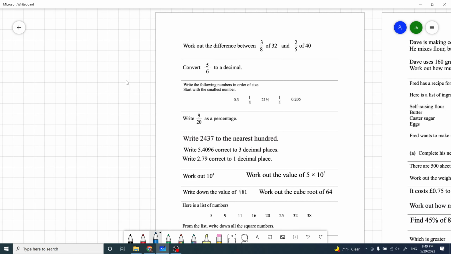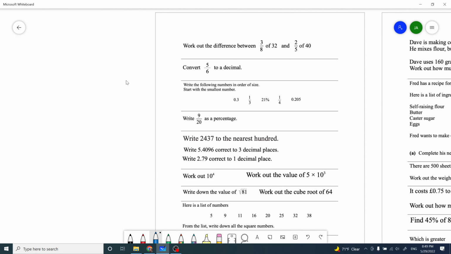What is the difference between 3/8 of 32 and 2/5 of 40? So we need to find fractions of an amount. To find a fraction of an amount, let's take 3/8 of 32. The way we do that, we take our number and first divide by the denominator. So 32 divided by 8 is going to give us 4. We then take that and multiply it by the numerator, so this is going to give us 12.